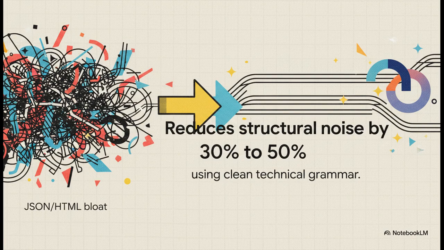The crucial takeaway is this. This 2-tier approach reduces structural noise by 30 to 50%. By avoiding that complex JSON bloat and live website HTML scraping, the agent relies entirely on clean, validated technical grammar. This radically saves on token costs, keeps the agent lightning fast, and most importantly, it guarantees accuracy.